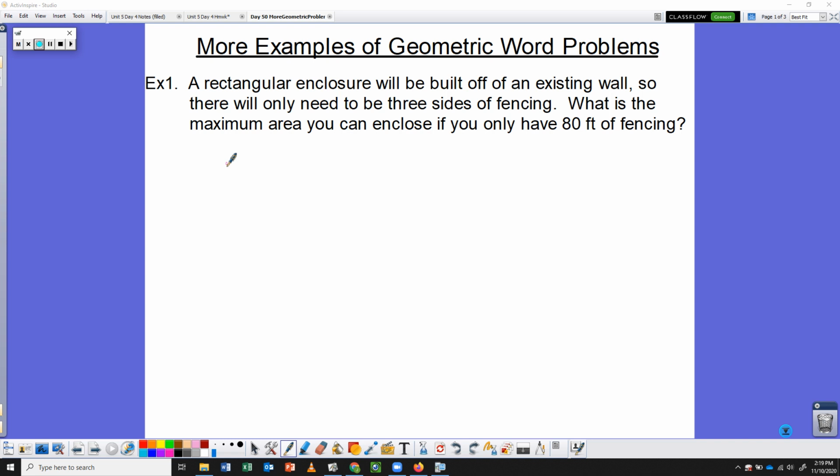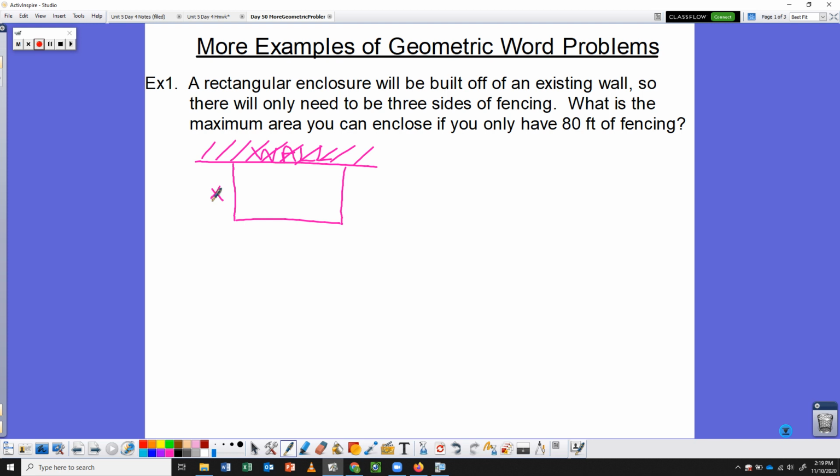So the first thing that we have to do is start by making a picture of the situation. So we have an existing wall. This does not require us to use any fencing. This already exists. And we're going to build fencing off of three sides to enclose a rectangle. I do not know what the length of this is, and I do not know what the width of this is. I'm going to call the length of this x.